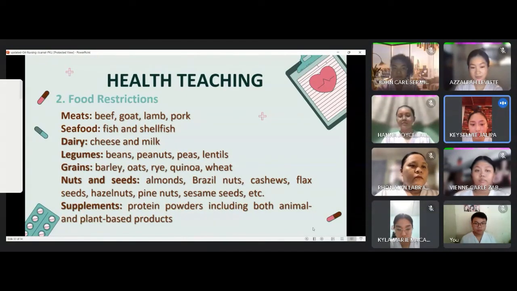In dairy, there are cheese and milk. Legumes: beans, peanuts, peas, and lentils. While in grains, there are barley, oats, rye, quinoa, and wheat. While in nuts and seeds, there are almonds, hazelnuts, cashews, flax seeds, pine nuts, sesame seeds, etc. And lastly, in supplements, there are protein powders, including both animal and plant-based products.